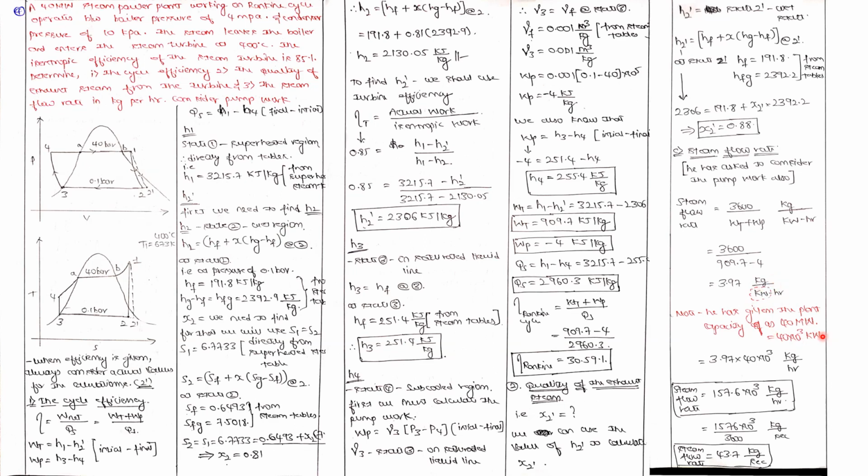If I want it in kgs per second, what I have to do? I have to divide it by 3600. Then it will be in kgs per second. So the answer in kgs per second, considering the 40 megawatt, is 43.7 kgs per second.